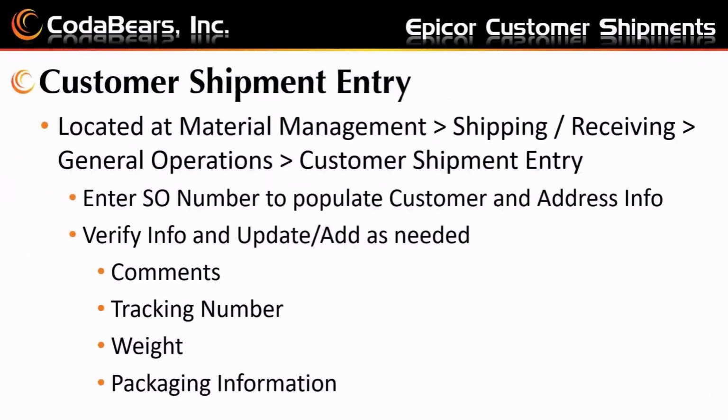Customer shipment entry is where the shipping is done from. That's located in your shipping, receiving, general ops. You need to enter your sales order number to get the information that's on the order. Then you're going to enter your line and release that you're going to ship, verify the info that'll auto-populate, and then you can add stuff as needed. Your comments, if they're not already associated, your tracking number, if you're shipping by a small package like FedEx or UPS, things like weight and other package information.